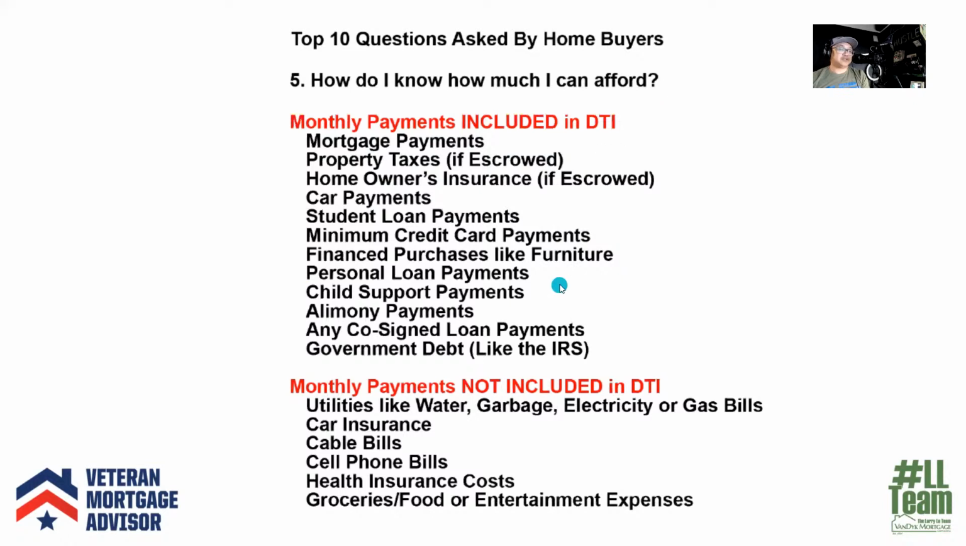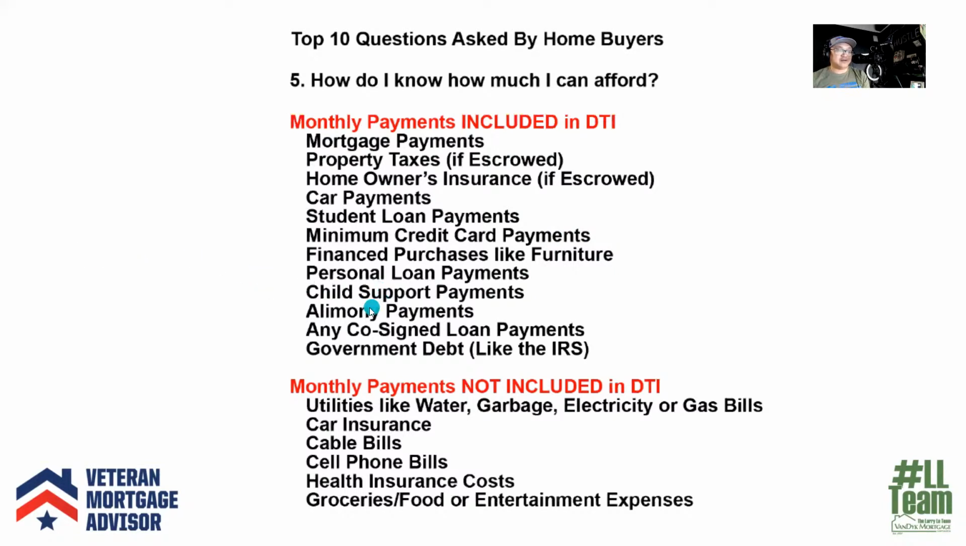Okay. Finance purchases like furniture, like for my example is Conn's. I see Conn's a lot. Personal loan payments, child support payments. This is a big one. This is one that people kind of don't think about, right? It's like, do you make child support payments? Okay, well that is part of your DTI. That is included in your liabilities, and you must pay that. So it's going to be added, right?